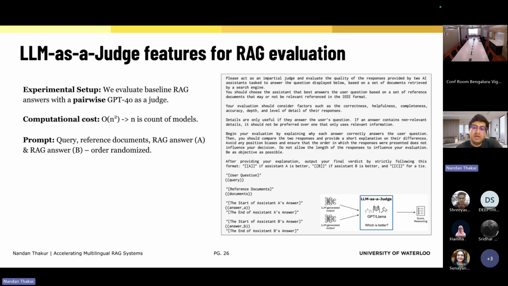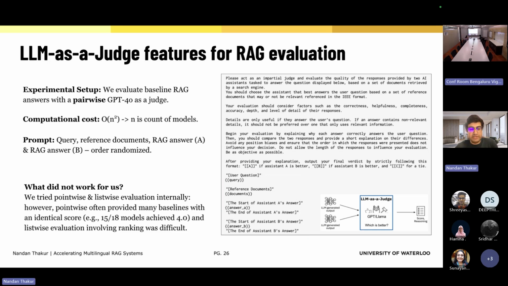In the prompt, we ask it to consider different features such as correctness, helpfulness, completeness, accuracy, and so on. We provide the user question, the reference documents, and the answers of both models, and ask the judge to give an explanation and then a final verdict: A is better, B is better, or C for a tie. So it's more or less similar to a chain-of-thought reasoning prompt.